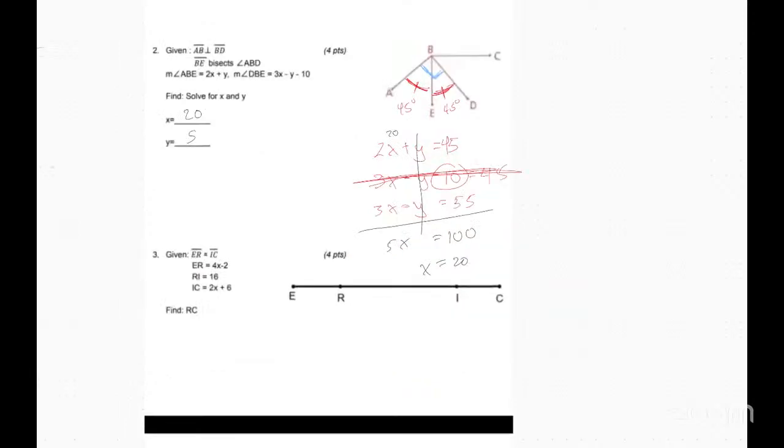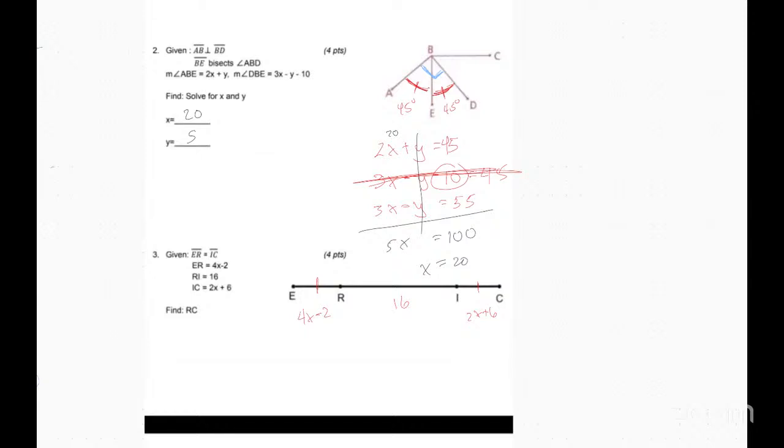Given ER is congruent to IC. So we're going to draw these things in, okay? Whenever you see something, just go ahead and draw them in so you know ER and IC are congruent. ER is 4x minus 2, and RI is 16, and IC is 2x plus 6. And they want you to find RC. So basically, we just need to find what x is, right?